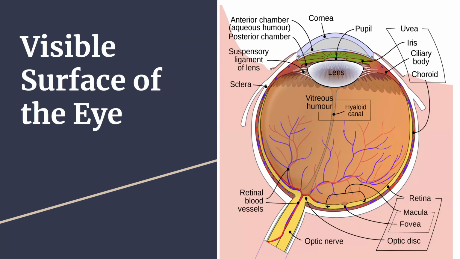Here's a visible surface of the eye. So you have the pupil that's right in front of the lens. You can see all the blood vessels, the retinal blood vessels kind of flowing into that eye. A few other things that you can see here are the macula, the optic disc, and then towards the front you see the uvea, and the cornea and all the other areas that we pointed out earlier, the anterior chamber, the suspensory ligaments, the sclera, the choroid.